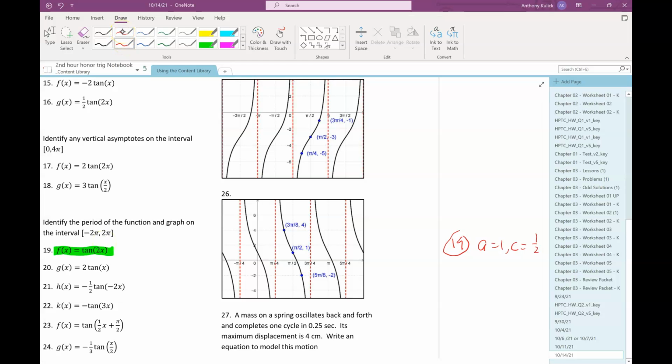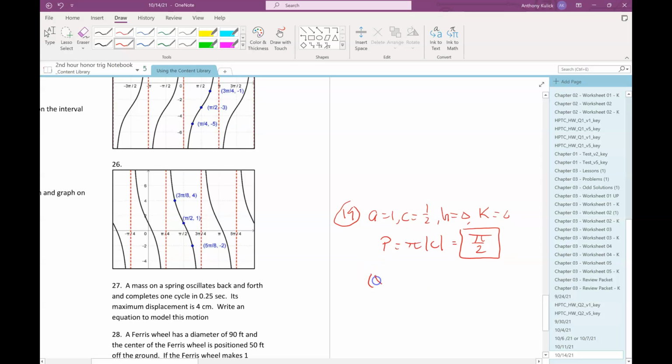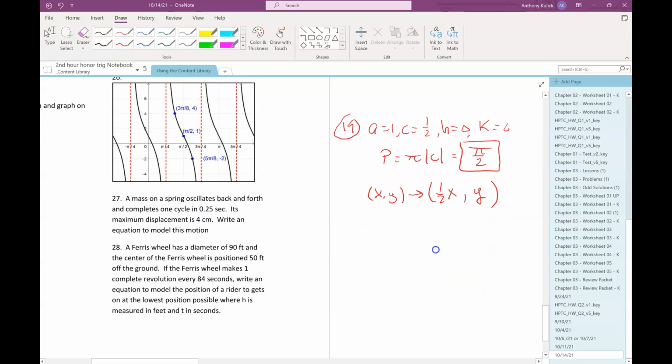Okay. So one of the things it does is ask for the period. For tangent, that period is pi divided by the absolute value of C. So in this case, the period is 1/2 of pi. You good with that? Okay. And then I'm just going to write my transformation map. So that's Cx plus H, Ay plus K. So that just really simplifies down to 1/2 x comma y. Is that okay?